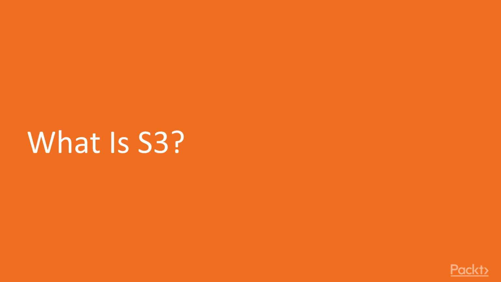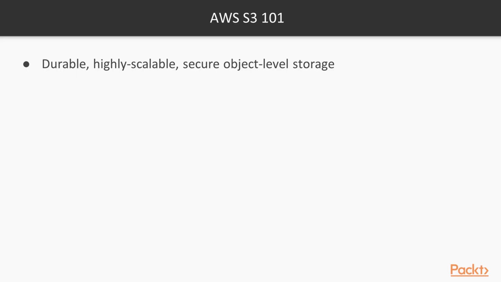Before we go into the details of implementing S3 and specific things like bucket policies, versioning, uploading, and everything about S3, let's take a look at what S3 is and how it works. S3 is a durable, highly scalable, secure object-level storage. The objects that we're talking about here are text files, PDF files, any of the objects that you can imagine, the files stored on your computer, for example.